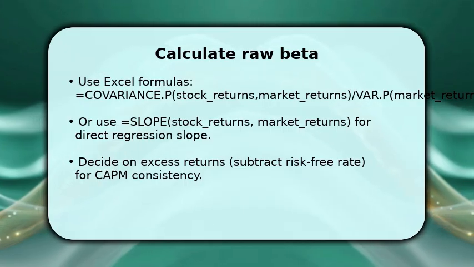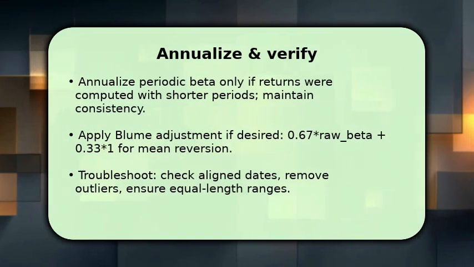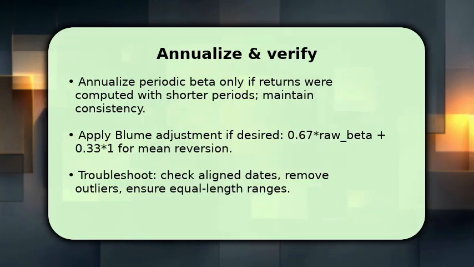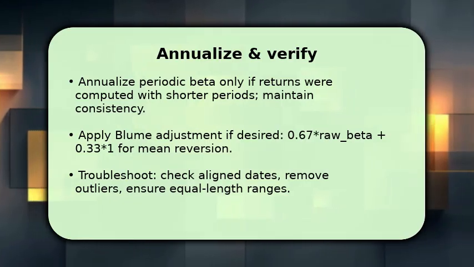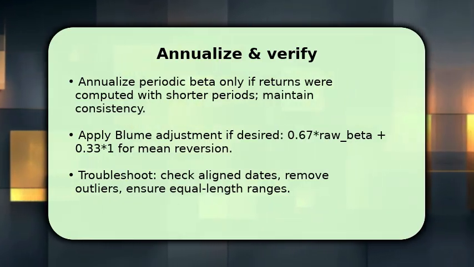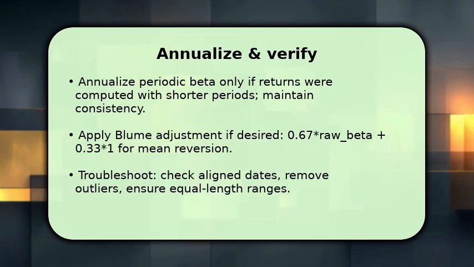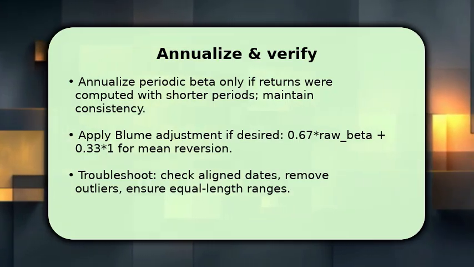If you use daily or monthly returns, the beta itself doesn't require scaling, but note annualized volatility and regression diagnostics for reporting. To temper extreme estimates, you can apply the Blume adjustment, 0.67 times raw beta plus 0.33.